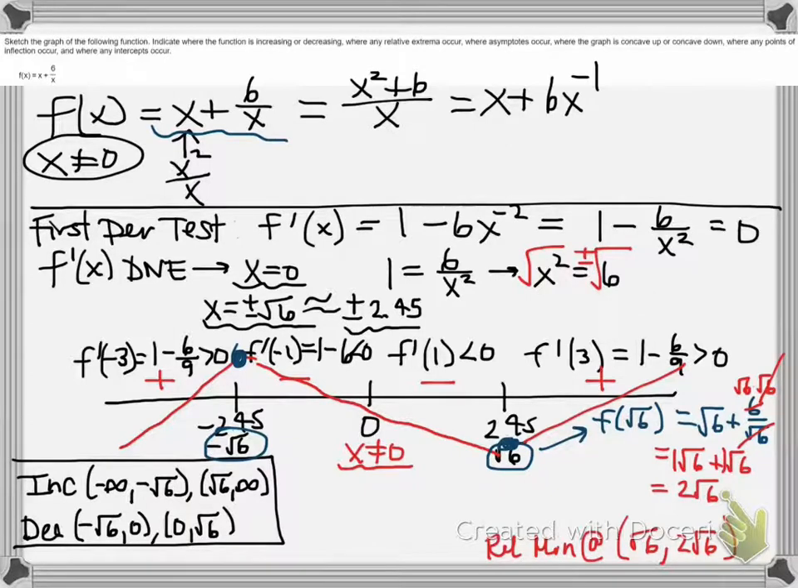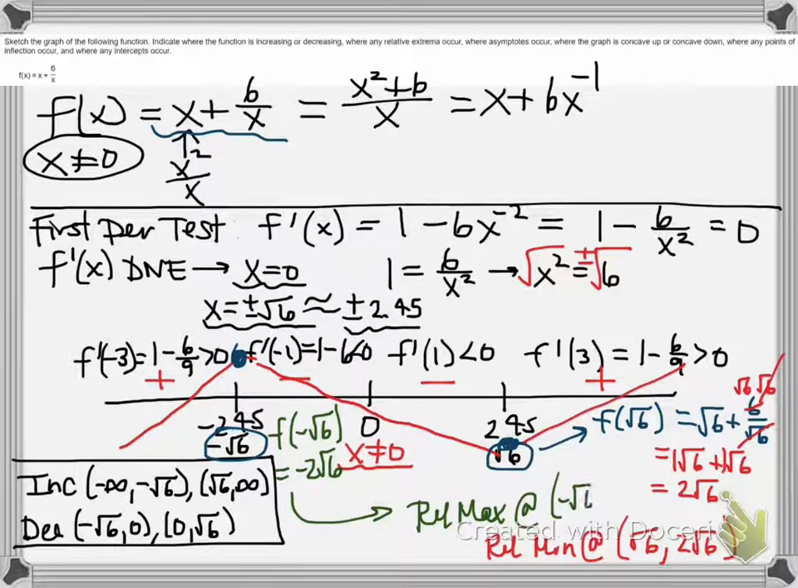Alright, and if you do the same kind of process, I'm just going to pick another weird color. If you do the same type of process and evaluate f of negative square root of 6, following the same process, you should get that that's equal to negative 2 square root of 6. So that means we've got our relative max at negative square root of 6, negative 2 square root of 6.